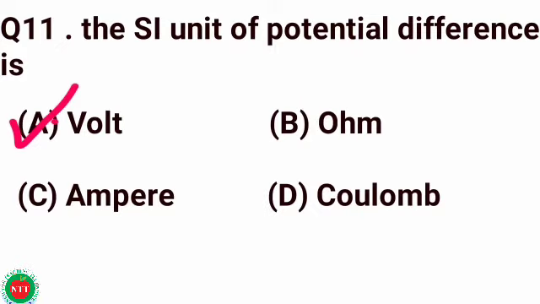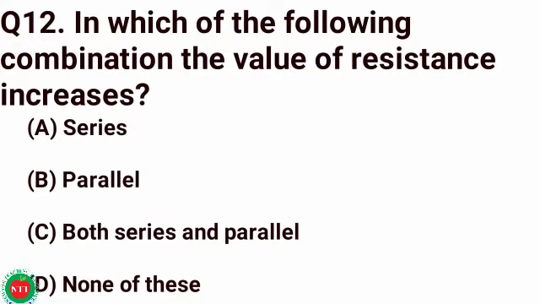Question number 12: In which of the following combinations does the value of resistance increase? A, series; B, parallel; C, both series and parallel; D, none of these. And the right answer for this question is series.